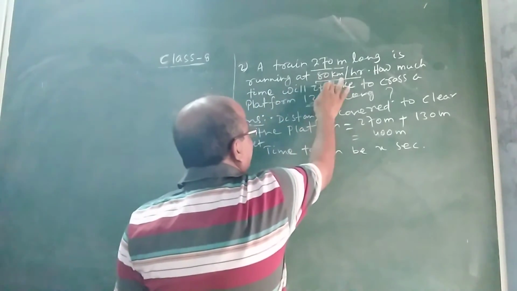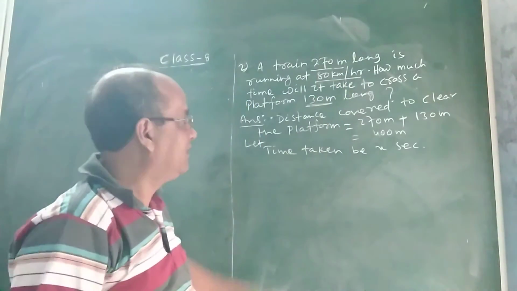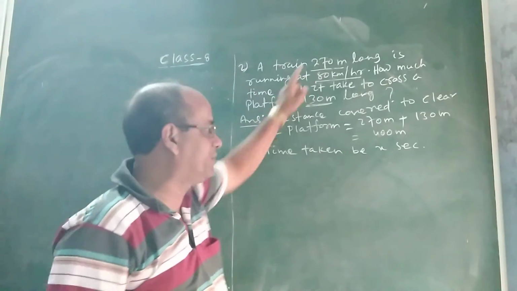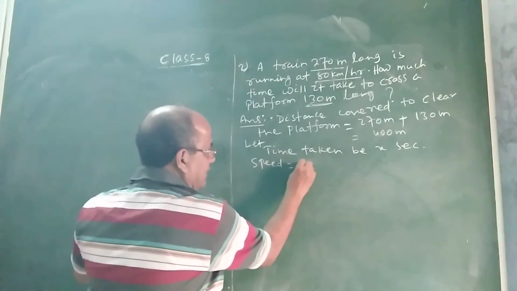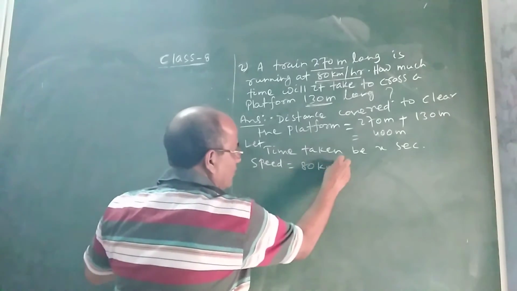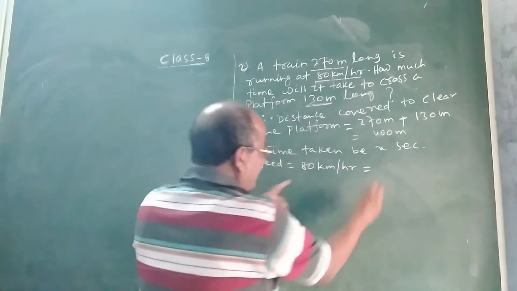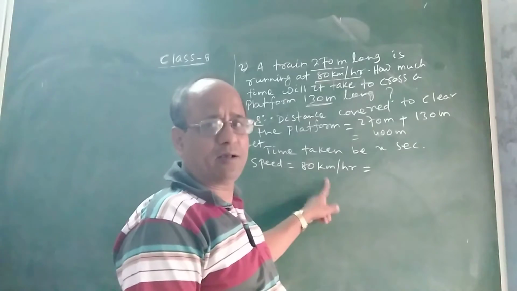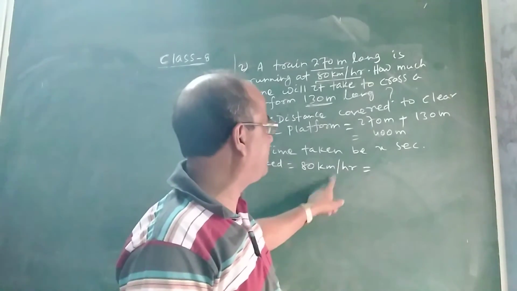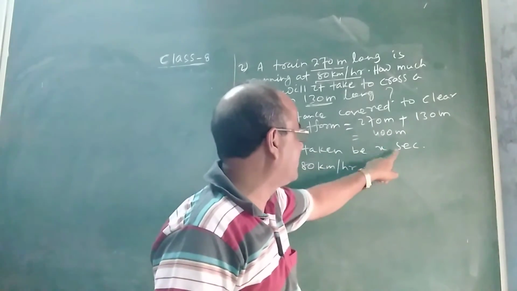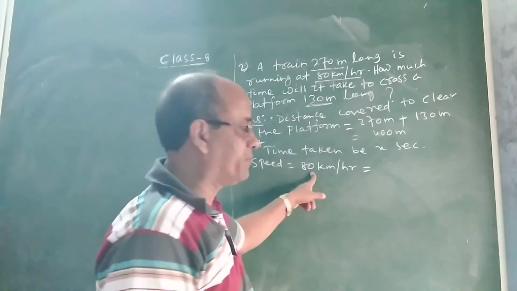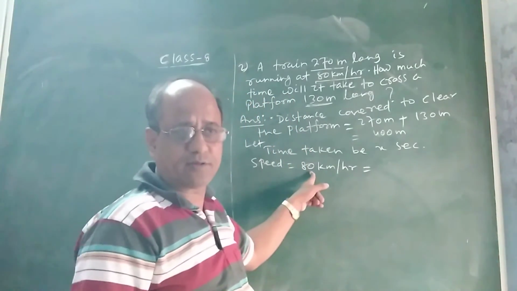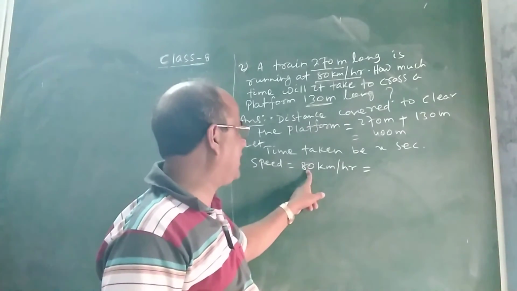We are also given the speed at which the train is running. The train is running at a speed of 80 km per hour. That means speed equals 80 km per hour. So this 80 km per hour speed must be converted into meter per second, because the length is given in meter and you have taken time in second. So this must be converted into meter per second. And you know what the process is? You can multiply 80 by 1000.